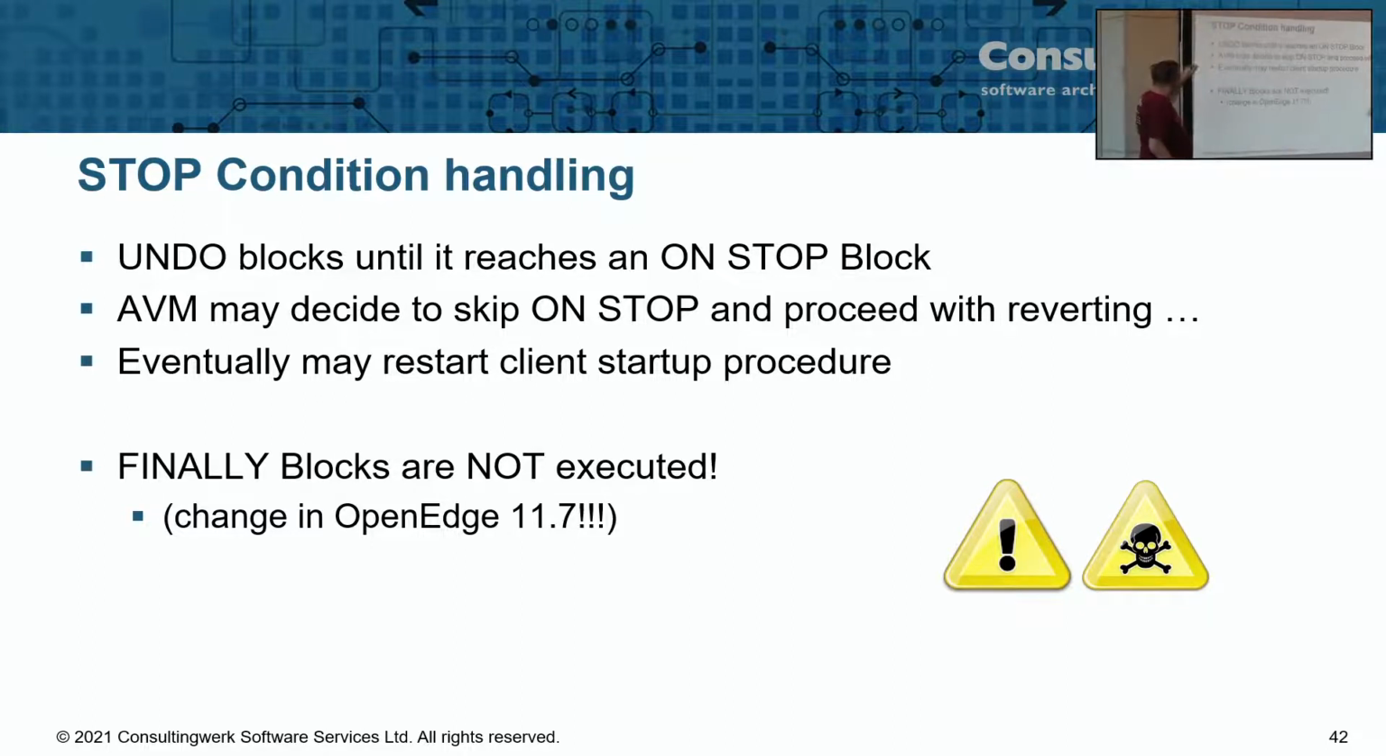It undoes all blocks until it reaches a block with an on-stop block. But the AVM could decide to skip that on-stop phrase and go further. And that was especially the case when the lost database connection was the cause. Because then an on-stop that was still in a procedure with that database connection required was also just missed. So eventually that always caused a client restart.